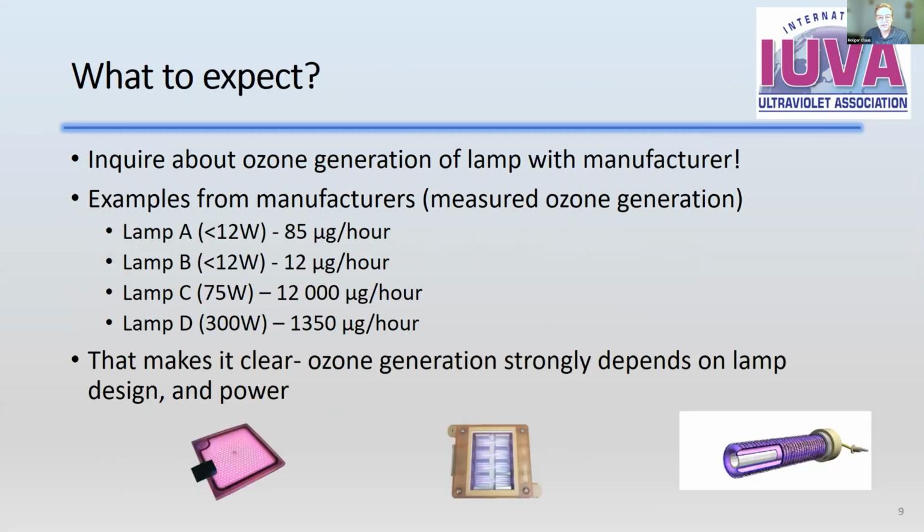We compared a few data that we could get from various lamp manufacturers of various lamps. And as you can see, the values vary quite a bit. So one lamp created 85 micrograms per hour, which is a very small value. Another one, 12 micrograms. And then we get into a different kind of lamps, what I mentioned before, the cylindrical lamps. So a 75 watt lamp creating 12 milligrams per hour. Another lamp which is much higher wattage, but is built differently than that 75 watt lamp, only gives 1.3 milligrams. So just to emphasize, the ozone generation will depend on the lamp design and the power.